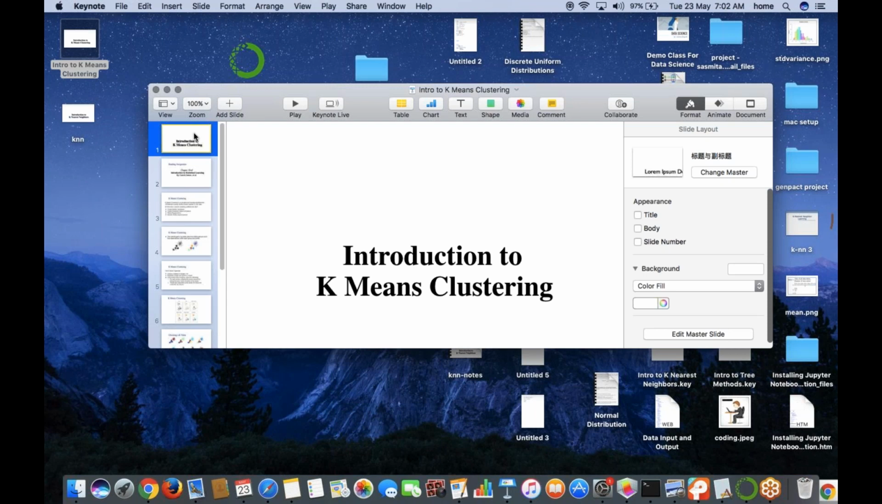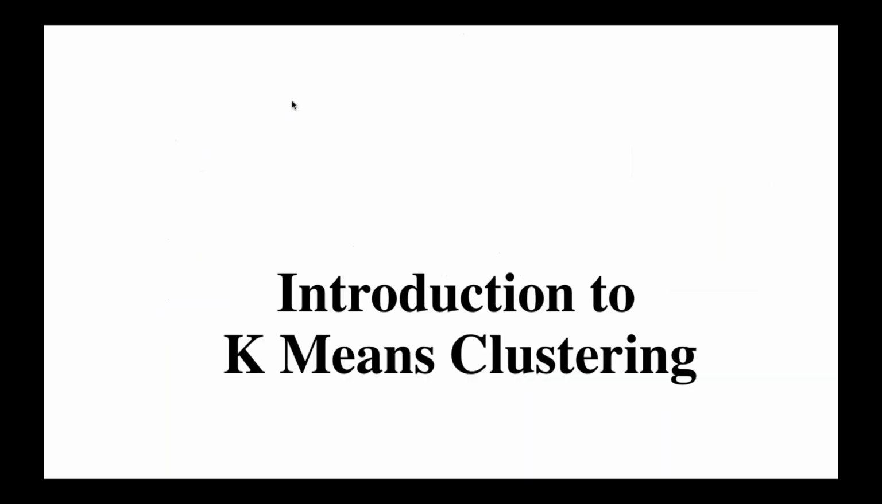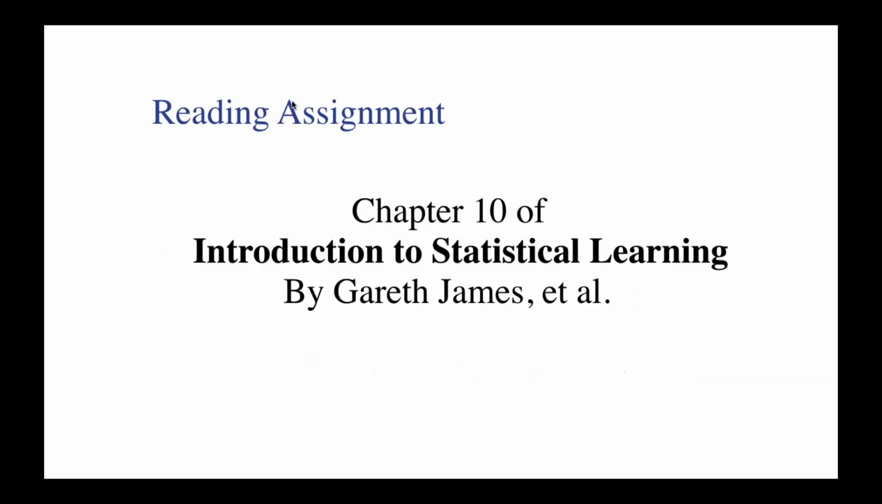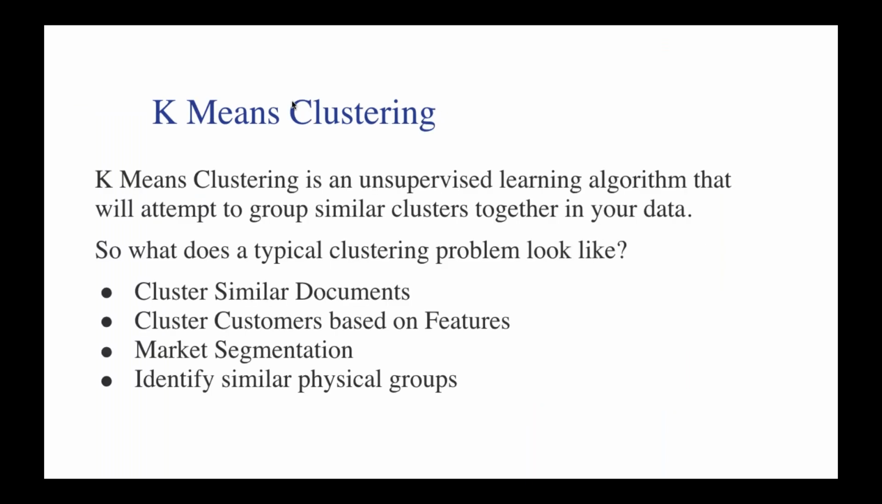So K-means is completely unsupervised category. KNN is supervised category. Now, what exactly is the theory behind it? Let's see. Again, you can read chapter number 10 from the Introduction to Statistical Learning book. Okay, so this is the algorithm for k-means clustering.